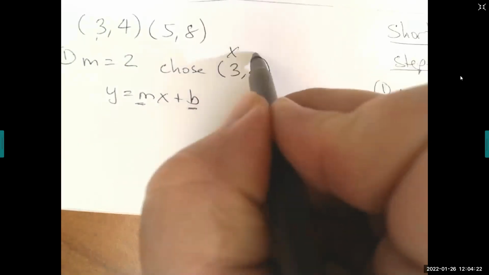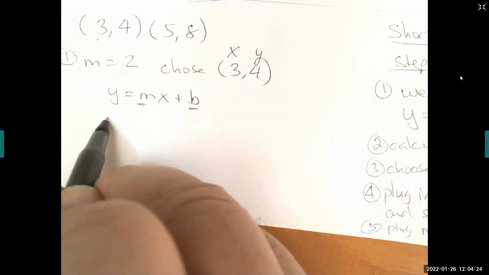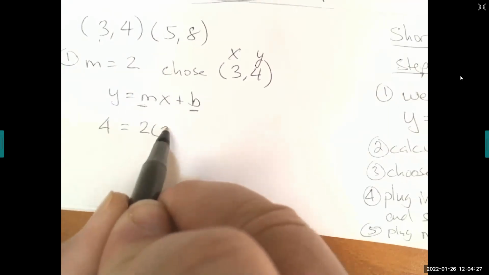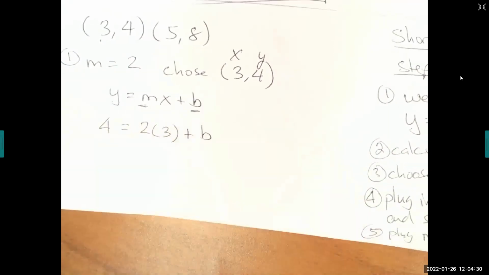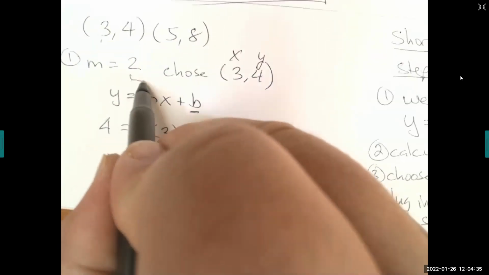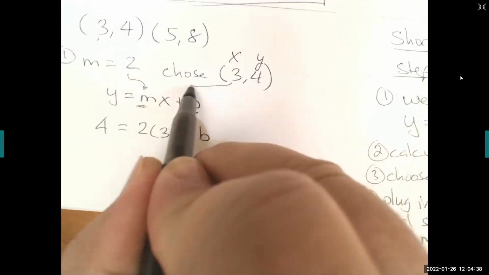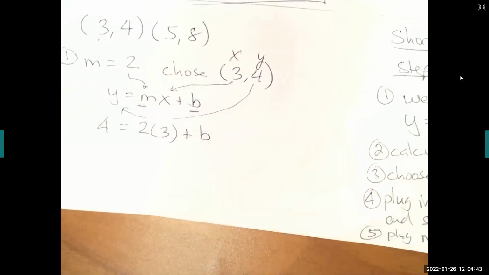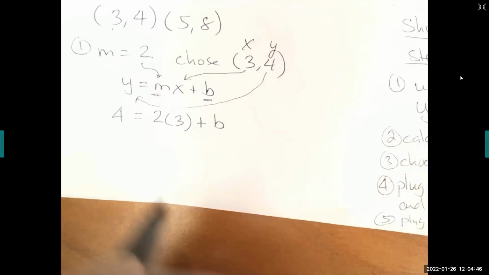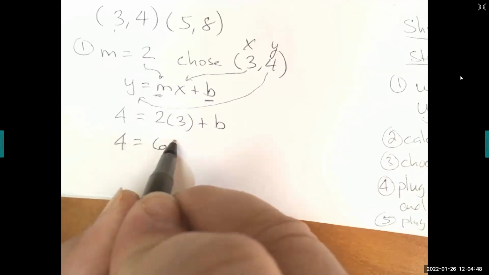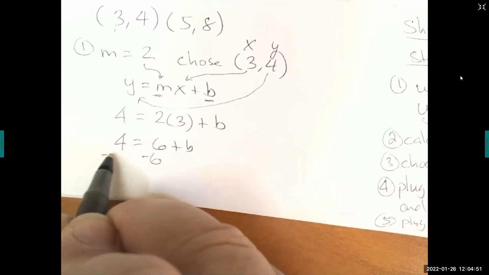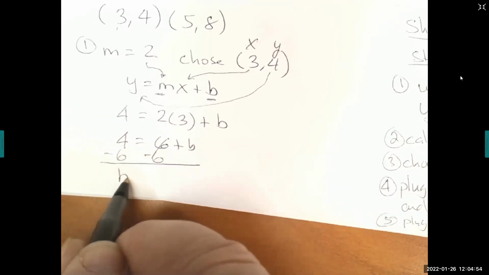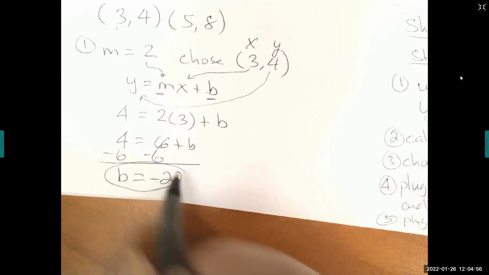So we have x and y. This is x, this is y, and that's m. So 4 equals 2 times 3 plus b. So m equals 2, x equals 3, and y equals 4. Four equals 6 plus b, subtract 6. b equals -2.